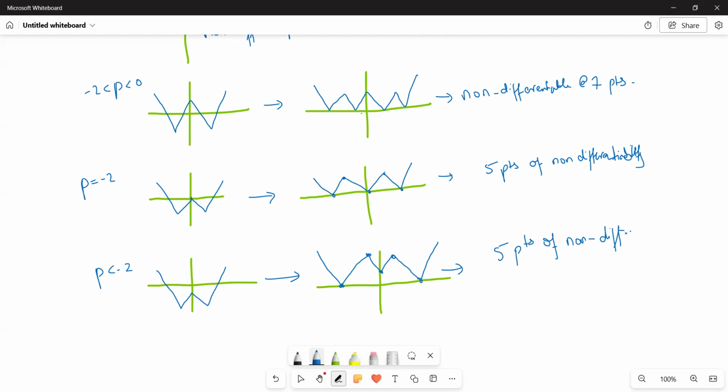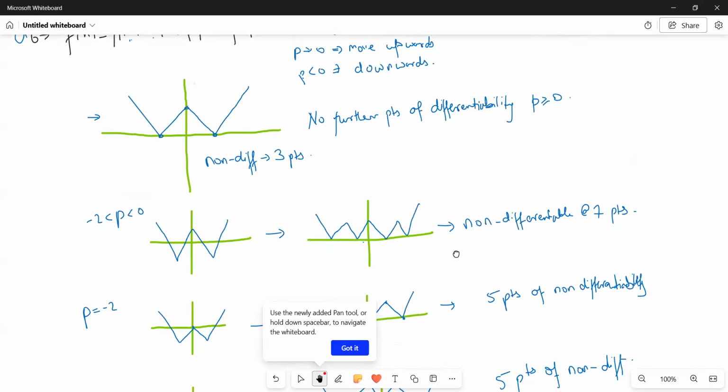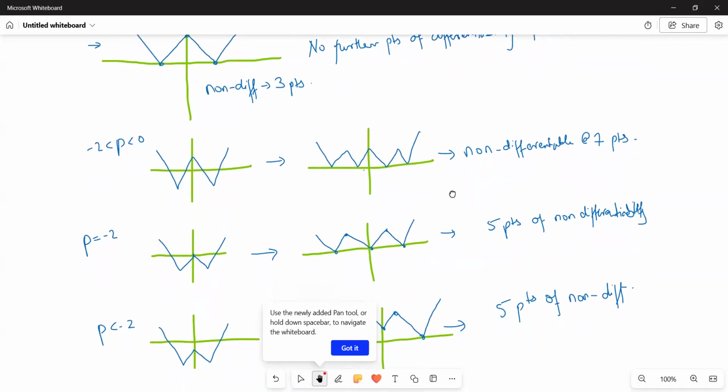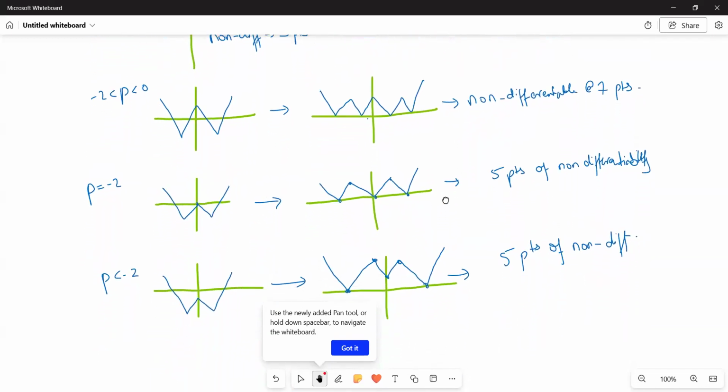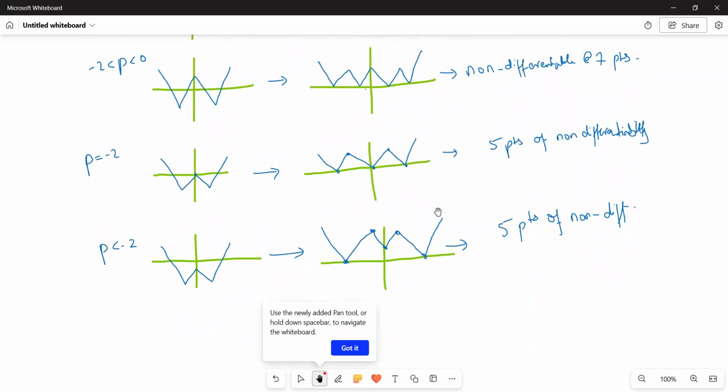Is everyone able to understand the entire question? Okay. If p is greater than or equal to 0, 3 points of non-differentiability. If p lies between -2 and 0, 7 points of non-differentiability. And if p is less than or equal to -2, then we have 5 points of non-differentiability. Does everyone get this?